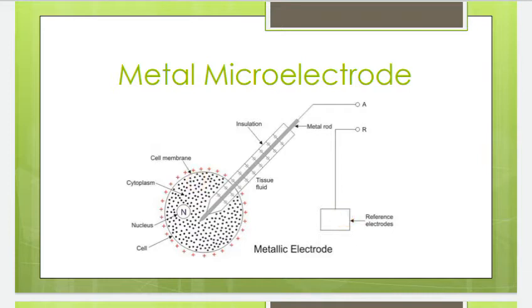Okay, so what about the total voltage? That is EA plus EB plus EC. That is the potential that is generated due to what? Due to this metal electrode, then due to the reference electrode, and then the cell membrane potential. Okay.